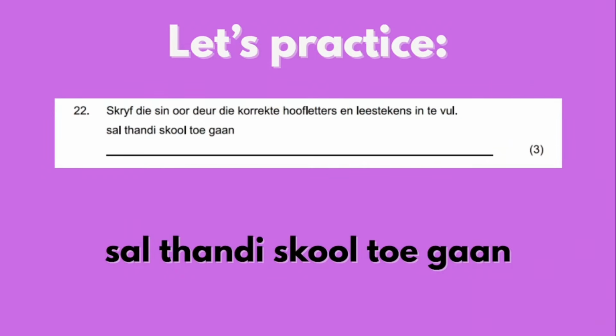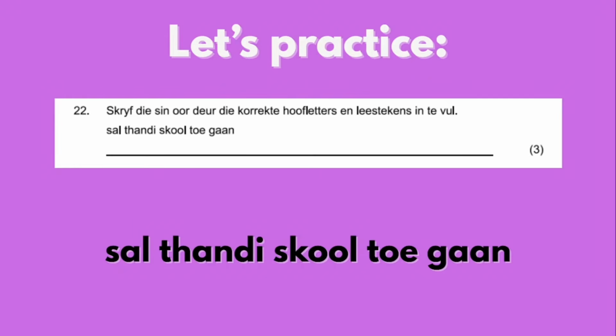Next one, skryf die sin oor deur die korrekte hoofletters en leestekens in te vul. Okay, it counts 3 marks. Again, if it's a test out of 30 and you lose these 3 marks, that is 10% out of the window. Don't lose it. All right.